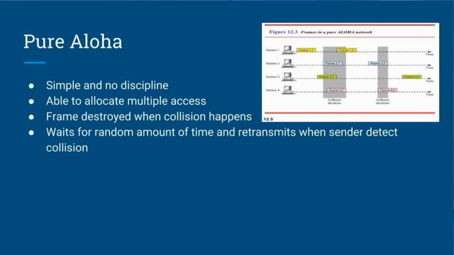Pure Aloha is very simple. It has no discipline, and it allows multiple access to the channel, and the frame is usually destroyed when a collision happens. When the sender detects a collision, it waits for a random amount of time and retransmits the frame. With this method we can have an 80% throughput, which is the amount of work that a computer can do in a given time or period.